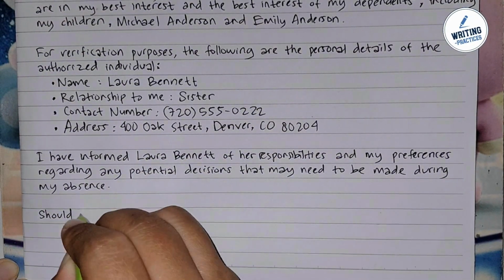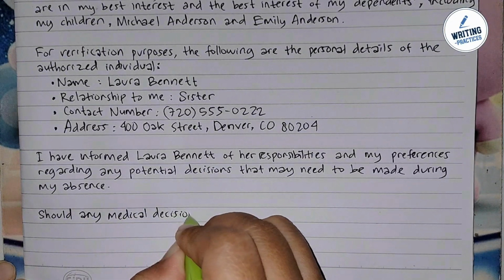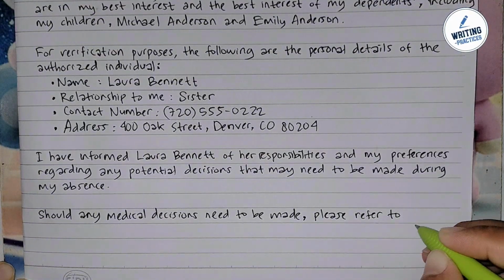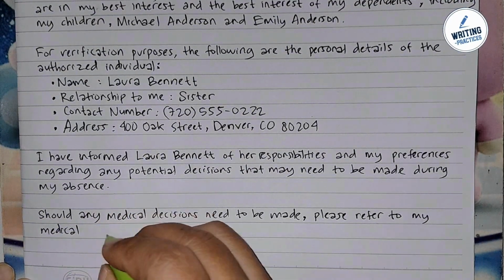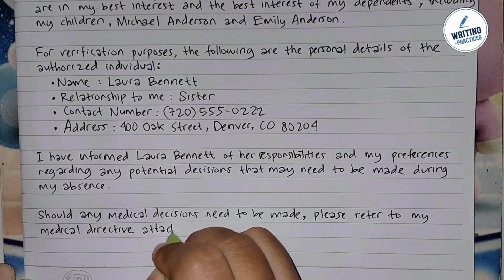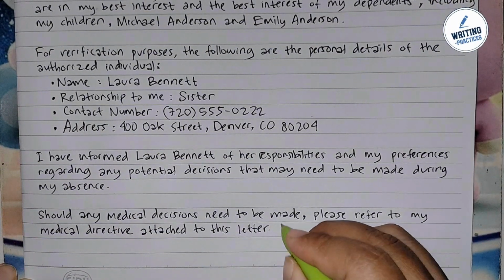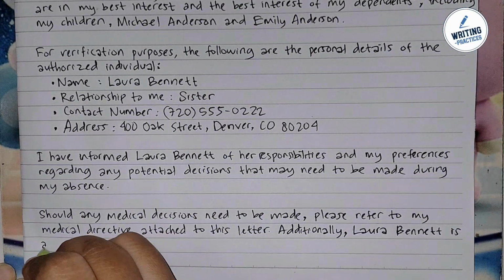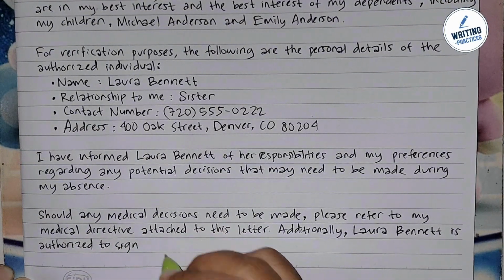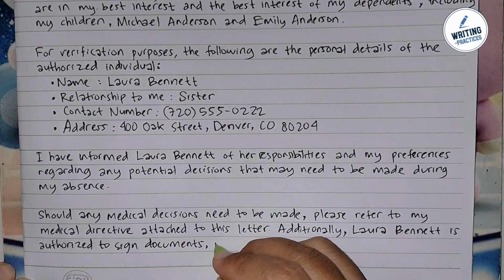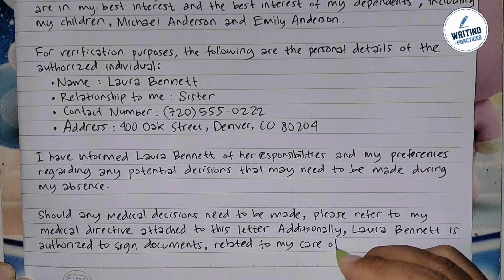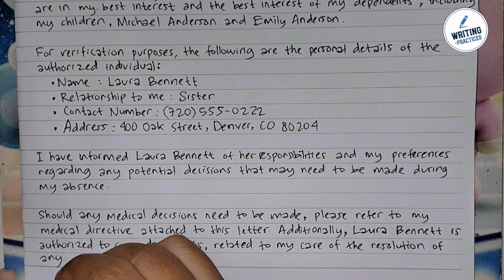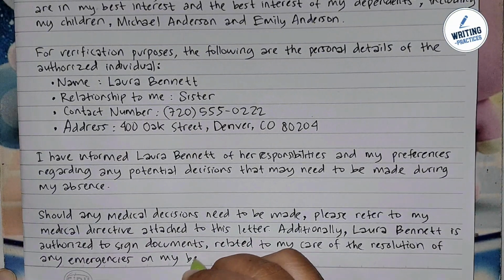In paragraph 6, write instructions and medical directive. This section addresses any additional guidance or documents related to the authorization. It is a must that you mention if a medical directive or any other related document is attached for reference, particularly for medical decision making. And here is the example of how you write it. Should any medical decisions need to be made, please refer to my medical directive attached to this letter. And then, grant permission for the authorized person to sign any necessary documents related to your care or the emergency situation. You may write something like, additionally, Laura Bennett is authorized to sign documents related to my care, or the resolution of any emergencies on my behalf.